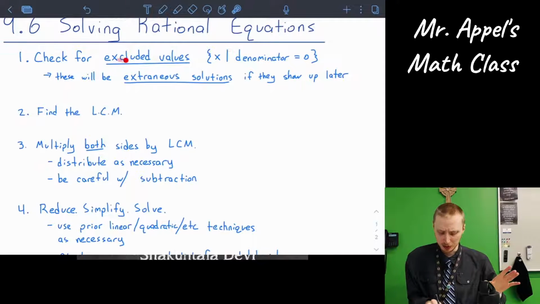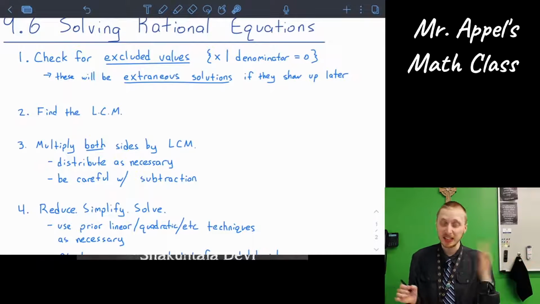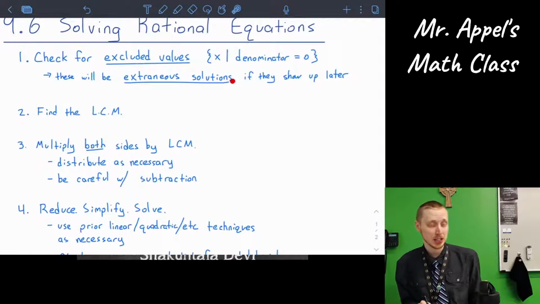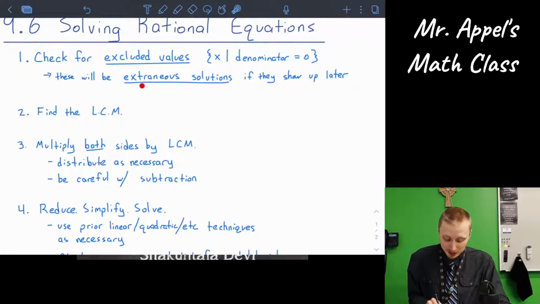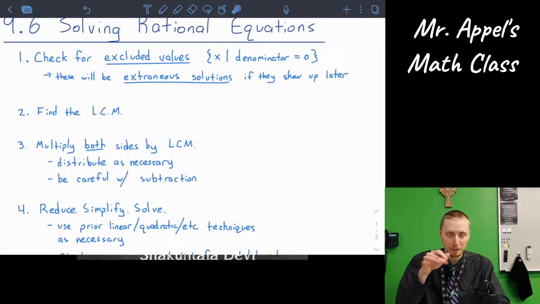Wait a minute, but we excluded 2. So that means cross it off the list. It's an extraneous solution. It looks like a solution, but it's a trick, it's a trap. It's not really there. It's extraneous. If it's on the excluded value list, it's not a real solution. So that's why we get that list first.